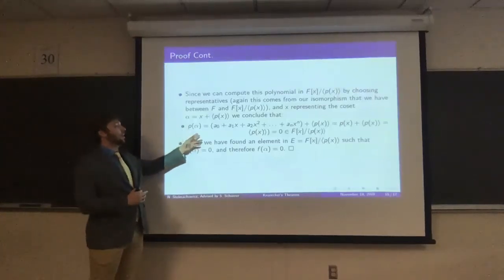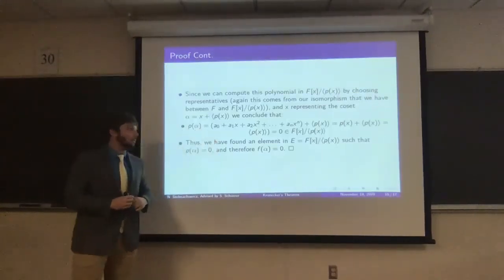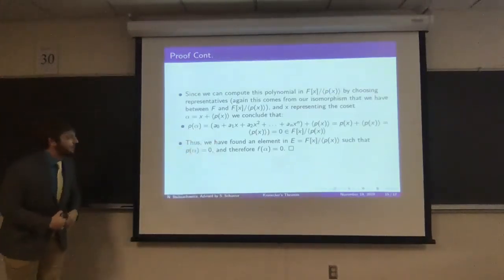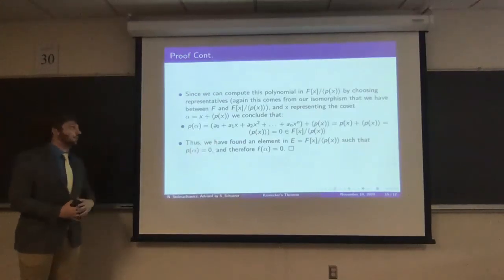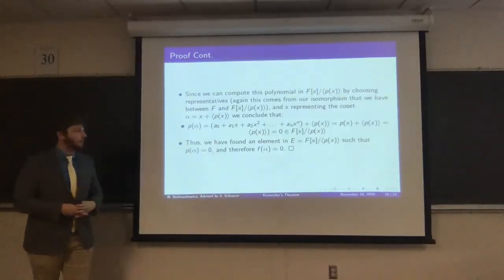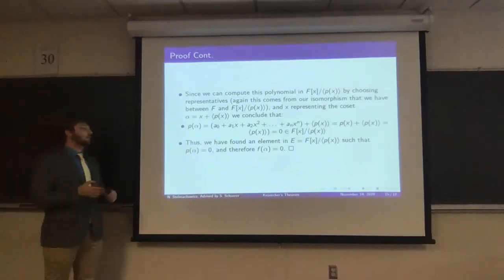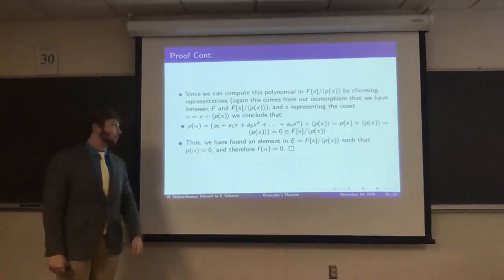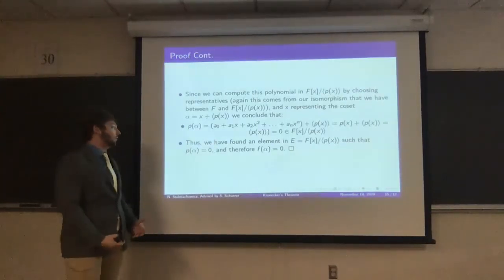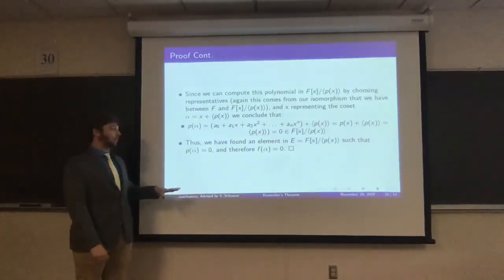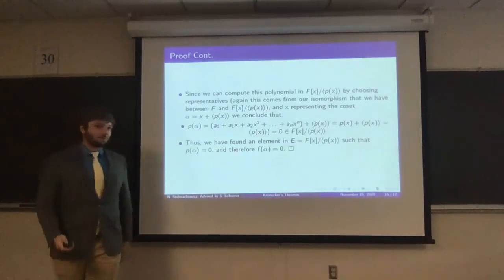We have the entire polynomial plus the ideal generated by p(x), which is equal to p(x) plus the ideal generated by p(x), which is equal to the ideal generated by p(x), which we know is equal to 0 in F[x] mod the ideal generated by p(x). Thus, we have found an element in our extension field such that our once irreducible factor of our polynomial is equal to 0. So therefore, we know that our arbitrary polynomial is equal to 0, which is great.